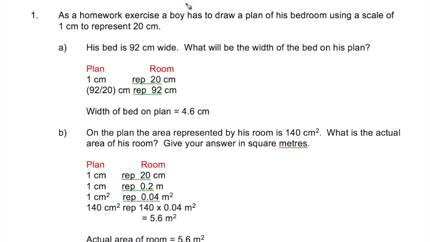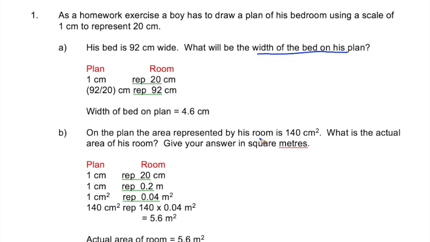Solutions to the Skills and Maps worksheet. In the first sum, we are given a plan of a bedroom using a scale of 1 cm to represent 20 cm. So we have 1 cm on the plan representing 20 cm in the room. We need to find the width of the bed on the plan. To do that, we take the actual width divided by 20 cm to find the width of the bed on the plan, giving us 4.6 cm.